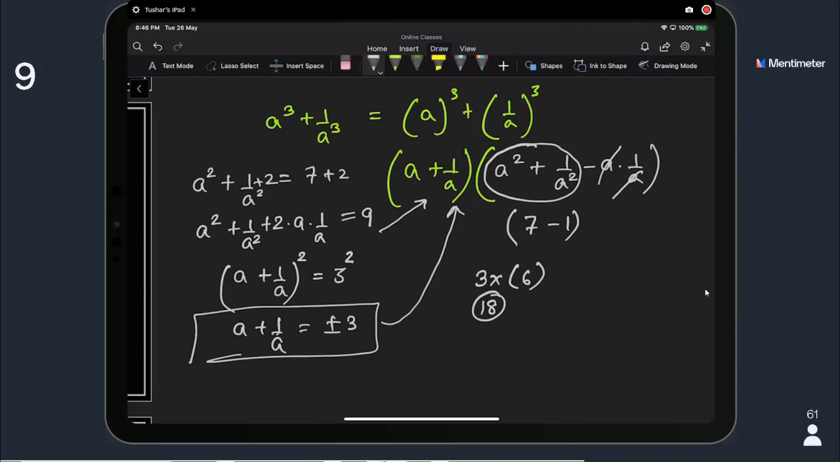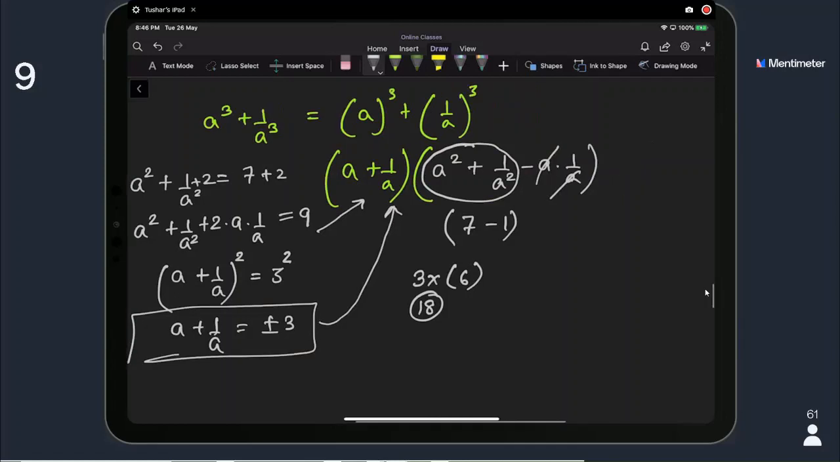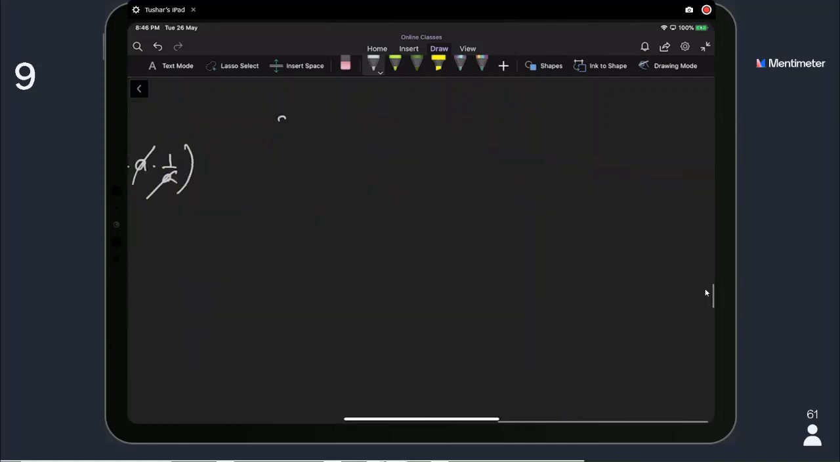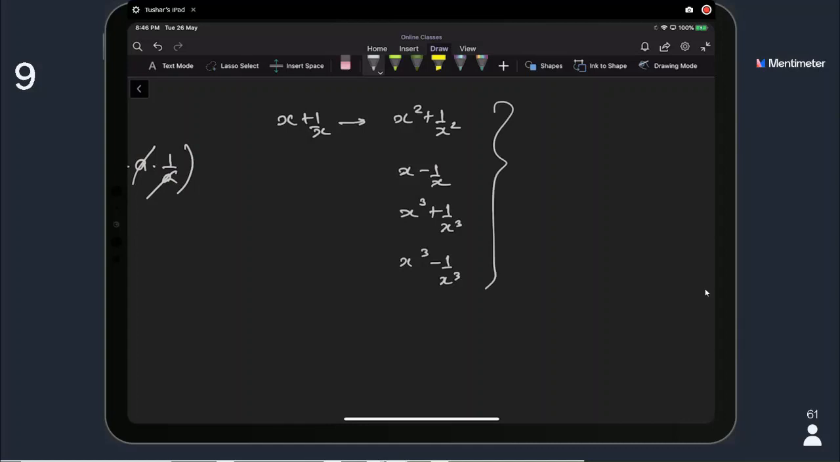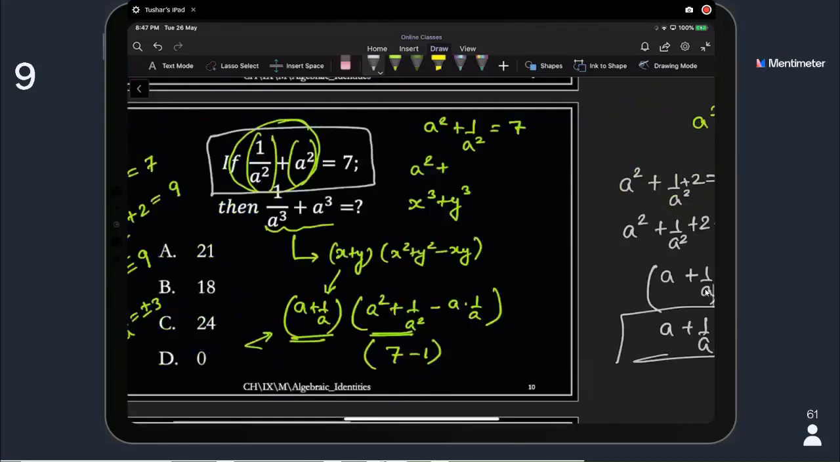The learning in this question is, please, for God's sake, I had given you this. From x plus 1 by x, I did in the class also, convert it into x square plus 1 by x square, convert it into x minus 1 by x, convert it into x cube plus 1 by x cube, convert it into x cube minus 1 by x cube. Did I not discuss this? These forms, you have to remember also and repeat. Repetition is the best way, okay?